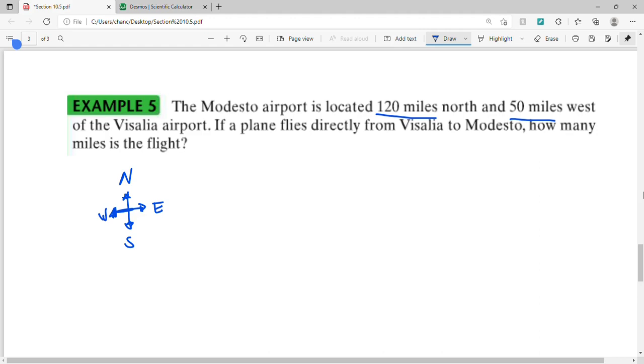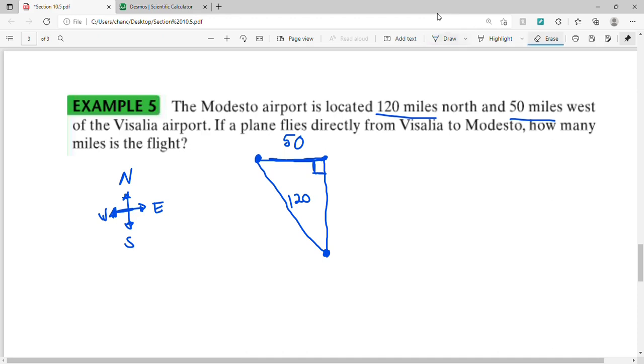Let's figure out the picture here. We have to travel 120 miles north, so we're going to go up. That's going to be about 120 miles. And then we're going to travel 50 miles west. So it's going to form a right angle here, 50 miles west. And then the question is, if we fly directly there, connecting the 2 points, and it is a right triangle.